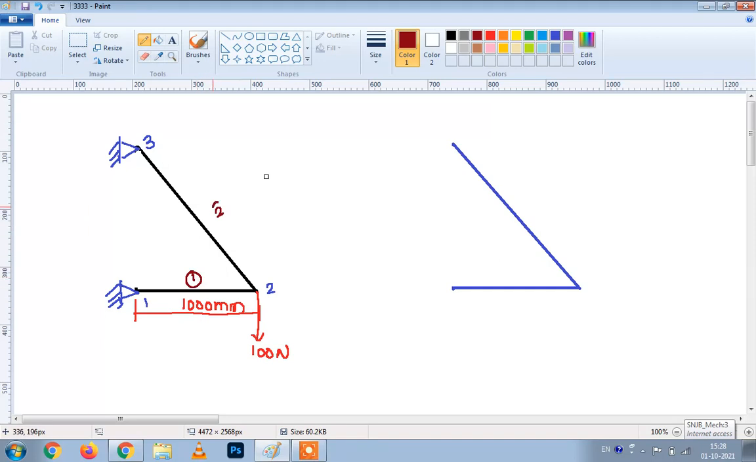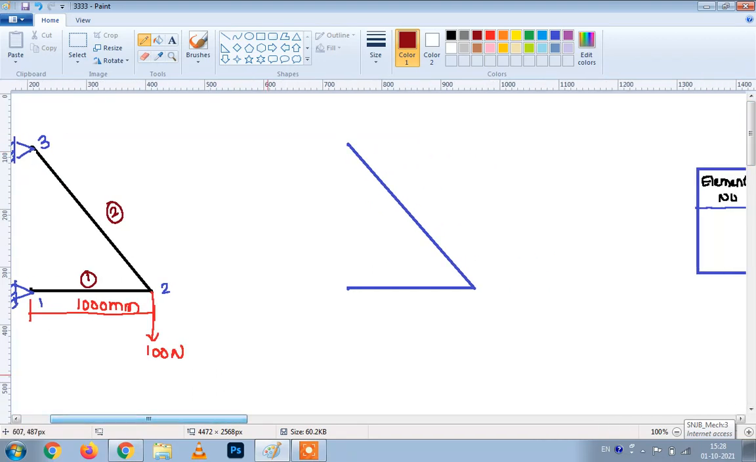This is element number 1 and this is element number 2, whose one value is given in the numerical itself, and that value I will write here, value of AE by L. This particular value is required to calculate the stiffness. So AE by L value is given as 1000 Newton per mm. And using the finite element method, we have to determine the deflection at node point number 2.